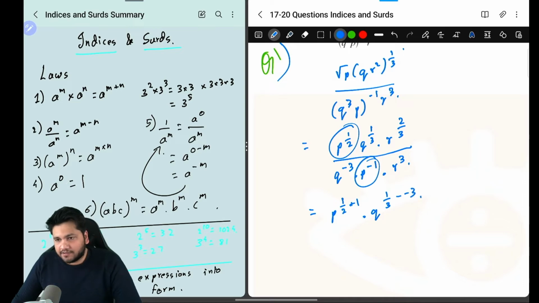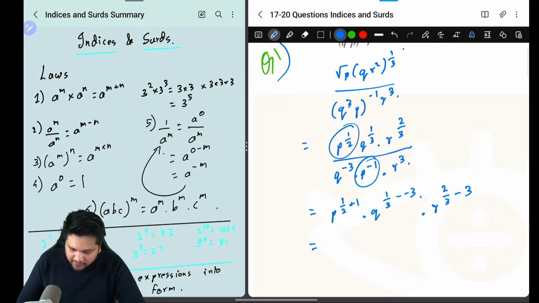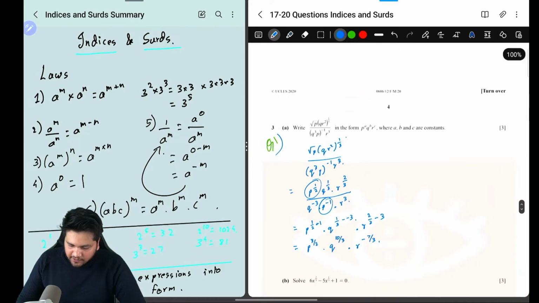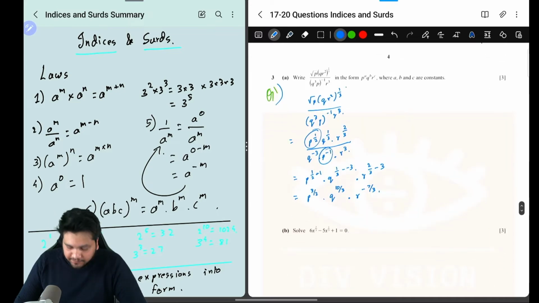This is again the laws of indices we are using: a to the power of m upon a to the power of n is nothing but a to the power of m minus n, into r to the power of 2 by 3 minus 3. Finally, what we'll get is p to the power of 3 by 2 into q to the power of 1 by 3 plus 3, which is 10 by 3, and this is going to be into r to the power of minus 7 by 3. So they have just asked you to write it in this form, and this is how we get it.